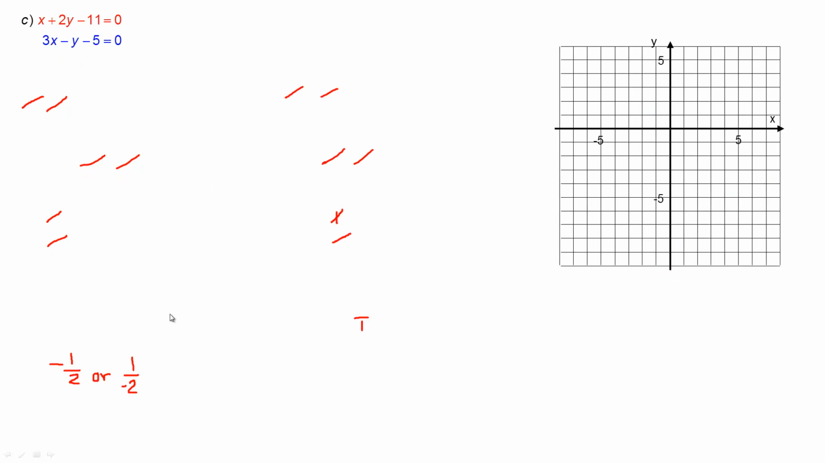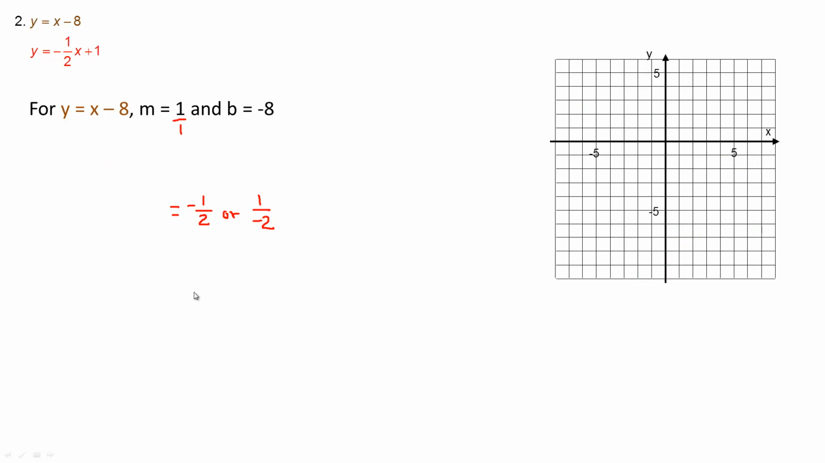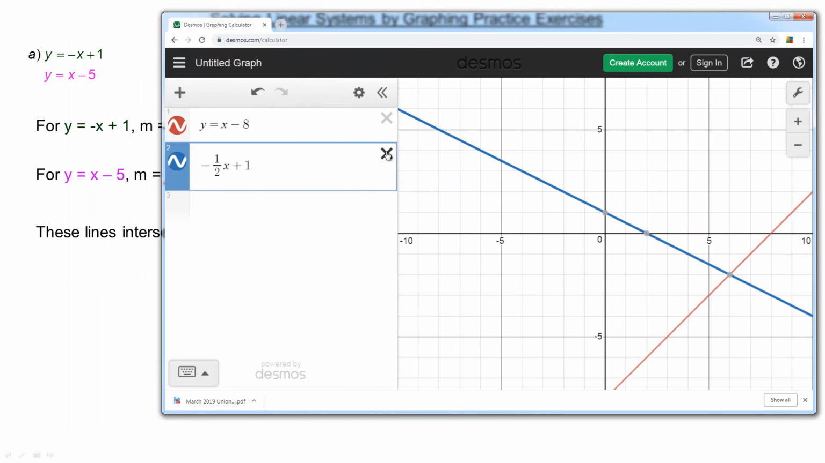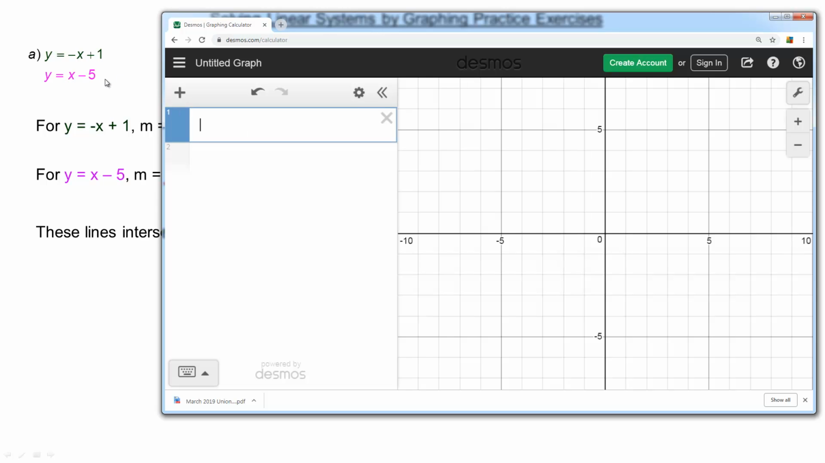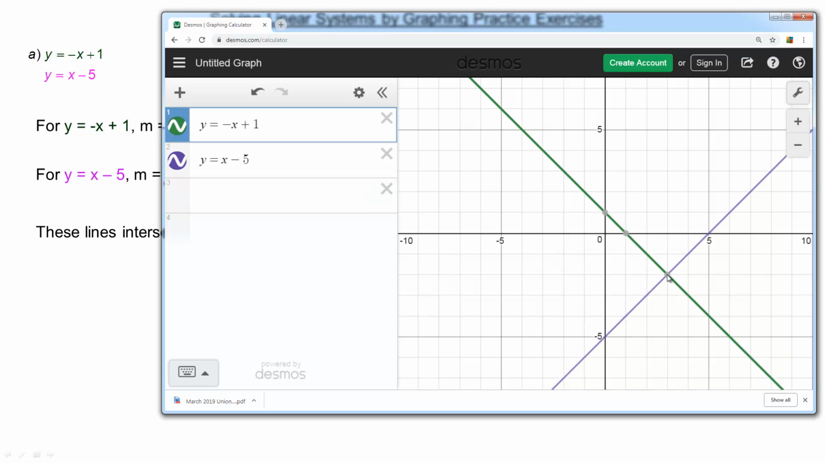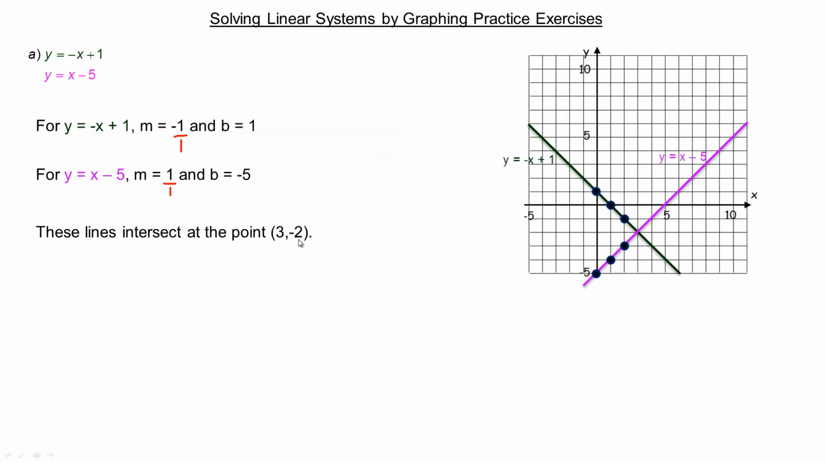And of course, I guess we could go right back to the very first one too. So 3, negative 2 is supposed to be the solution for this one. So let's get rid of both of these. And y equals negative x plus 1, and y equals x minus 5. And there's our intersection point, 3, negative 2. And 3, negative 2 was our intersection point. So you can check them using Desmos by just graphing the two equations. And that's the end of the tutorial.